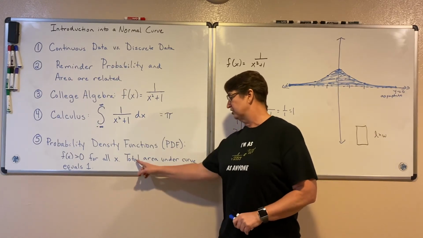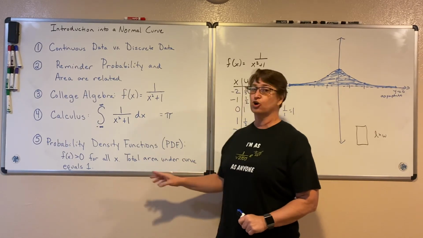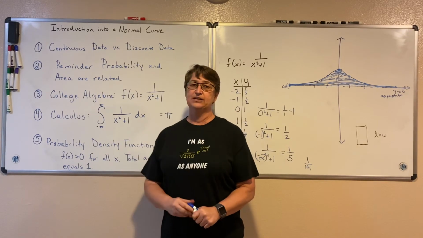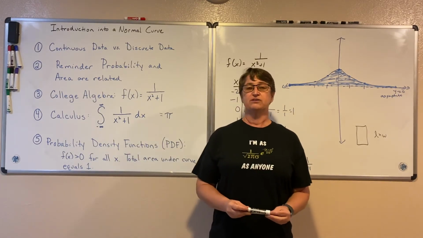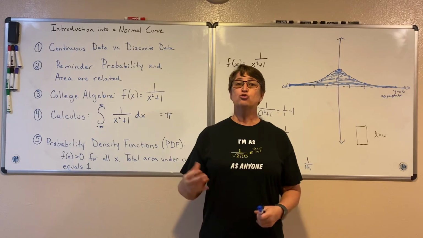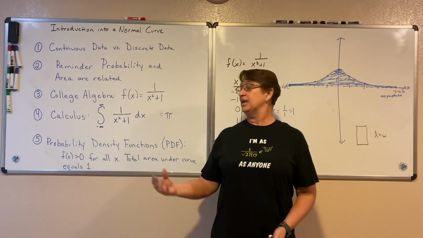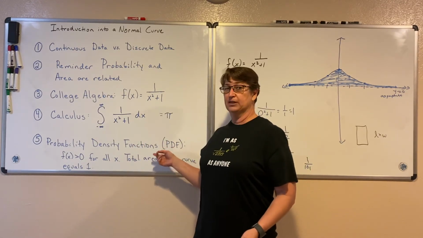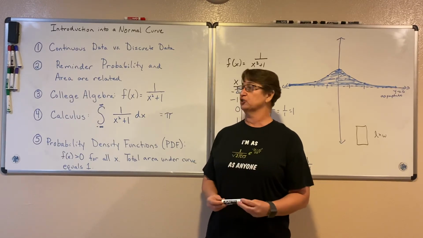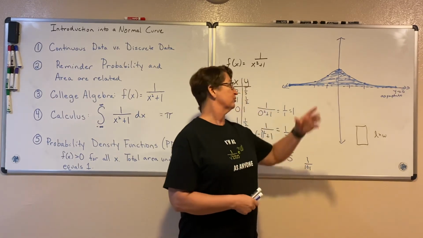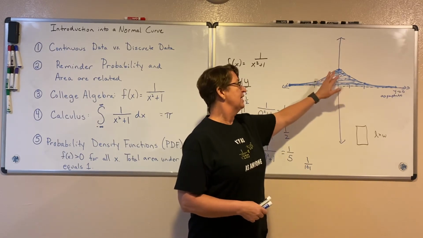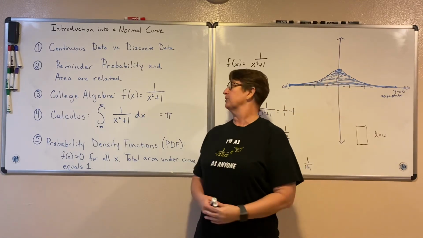It just says that the total area underneath the curve in a probability density function is equal to 1. So a normal curve is a PDF, a probability density function. And it's going to have these characteristics where it's symmetric and it has asymptotic behavior.